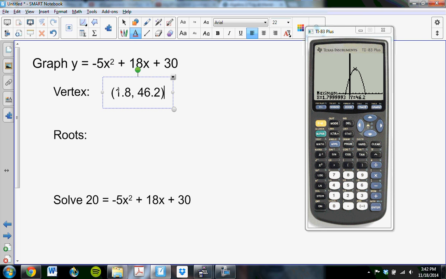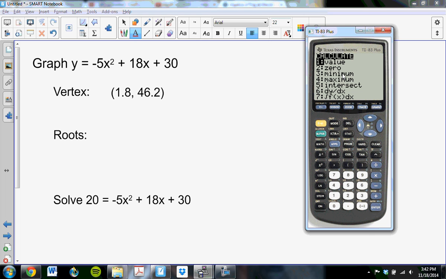If the graph is pointing up instead of down, then I would find the minimum instead of the maximum. Next I'm going to find the roots, or the zeros, so I go to 0 and hit enter and it takes me to my graph and it says left bound. Now this is where my window isn't being super helpful, because I can see the x-axis right now, but just barely. So I'm going to take my window and have it go down way further.